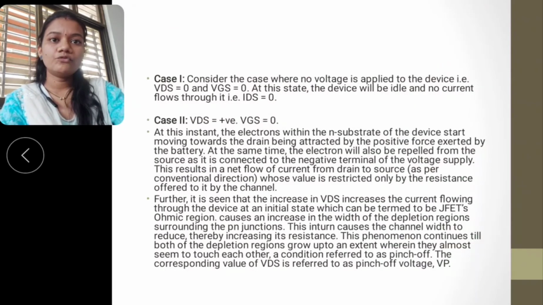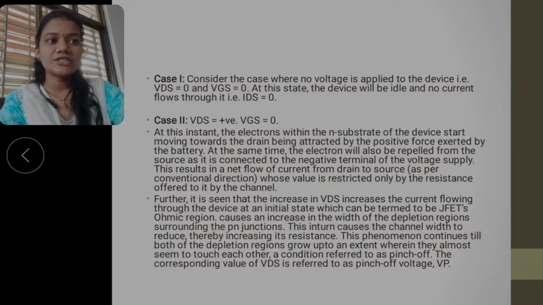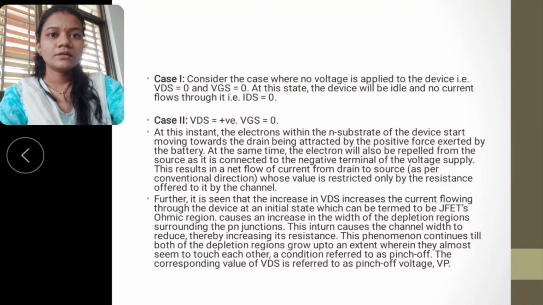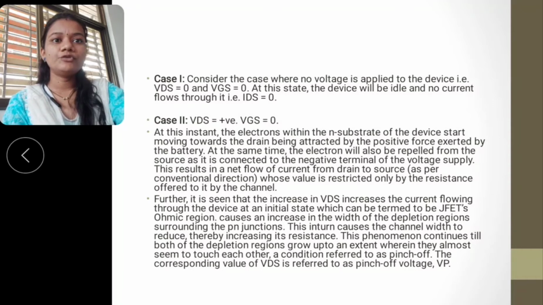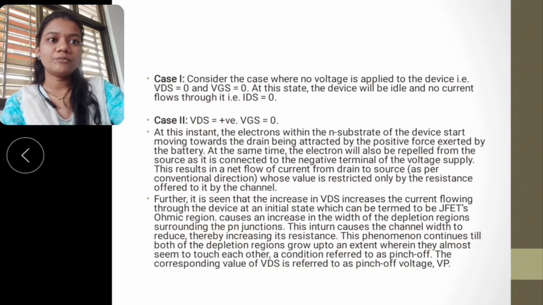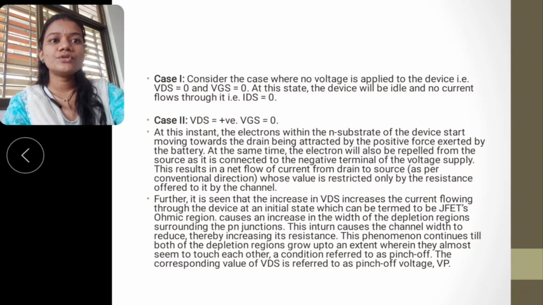Now for the operation of the N channel JFET, there are three conditions. The first is when the voltage is 0, that is, the gate to source or drain to source voltage is 0. At that time no current flows through it. Case 2 is when a positive drain to source voltage is given. So at this instant, what happens?